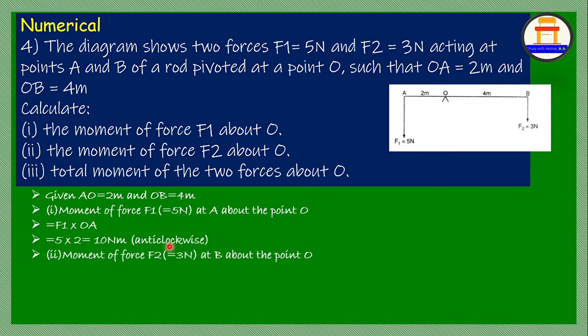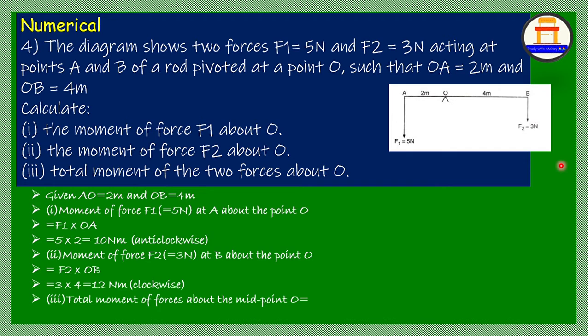Next, moment of force for F2. F2 here is 3 newtons at point B about the point O. So F2 into OB. OB is basically 4 meters and F2 is 3 newtons. 3 into 4 is 12 Newton meter, which moves in a clockwise direction. You can see it moves in a clockwise direction upon the application of force.